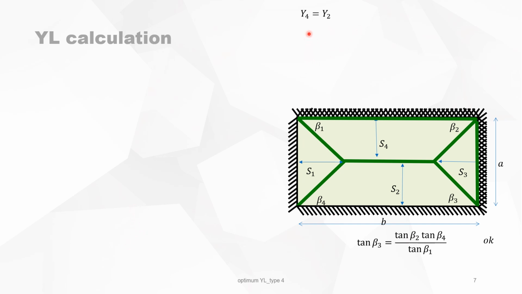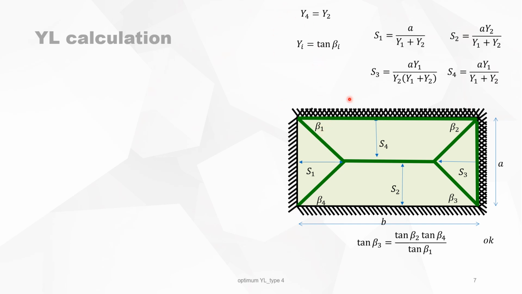Now, we can summarize what we have found so far. y4 is equal to y2, or beta 2 is equal to beta 4. The y is always the tangent of the angle. We have the definitions, or the geometrical properties, expressed in the angle properties.